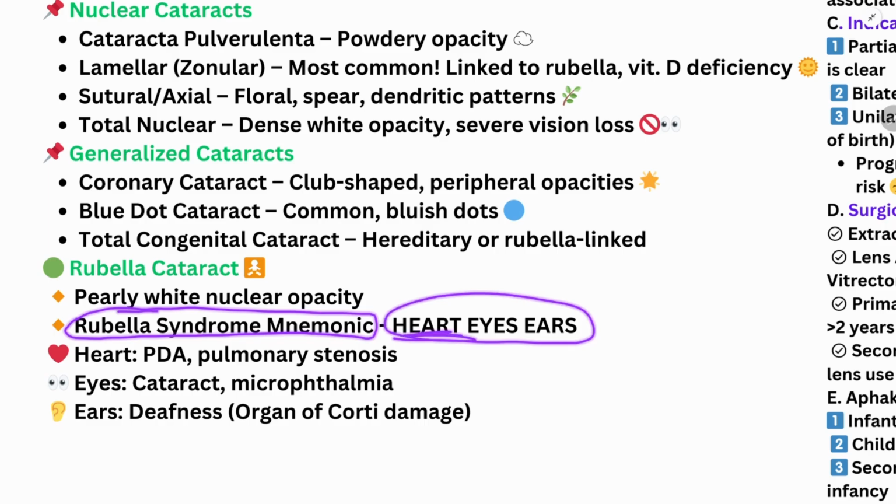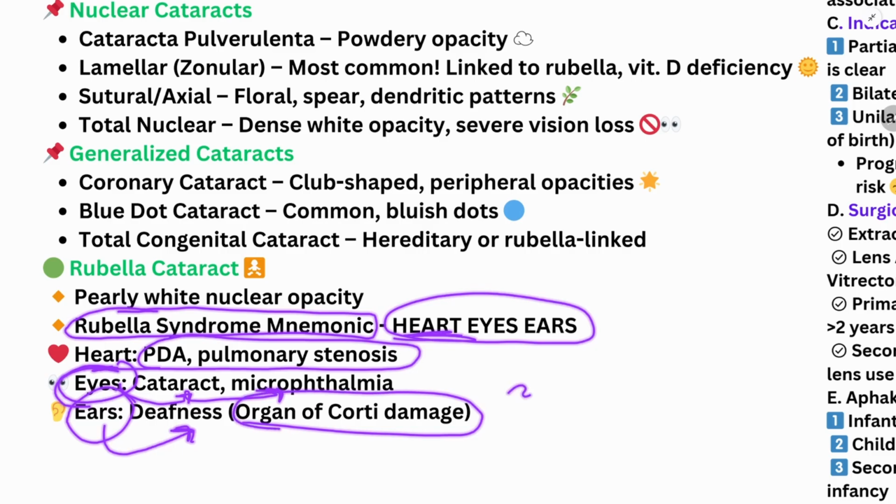ears. Okay, heart. So there will be involvement of the heart, which leads to PDA and pulmonary stenosis. And in eyes, you will see cataract and microphthalmia. In ears you will see deafness due to damage to the organ of Corti. Okay, so let me know in the comment section what is the full form of this PDA.